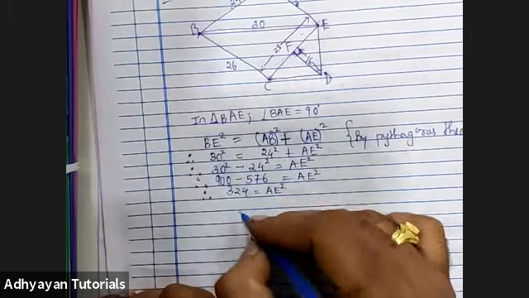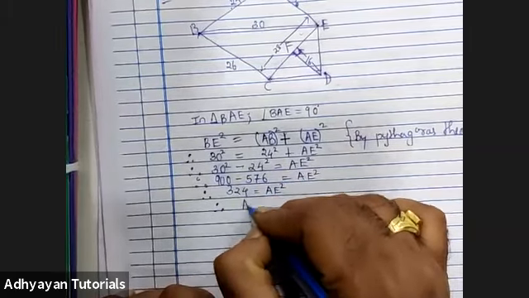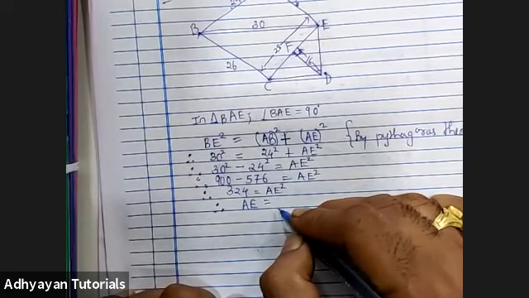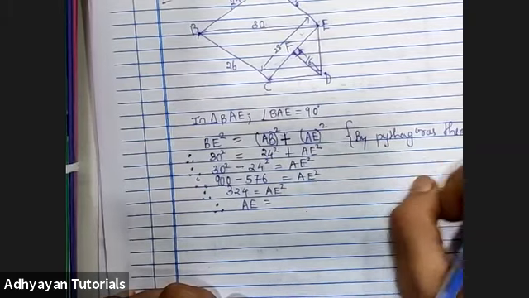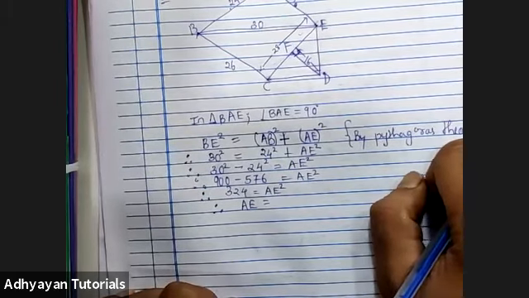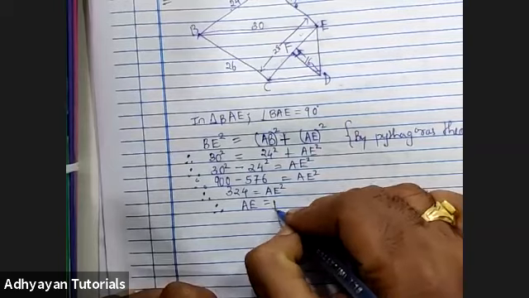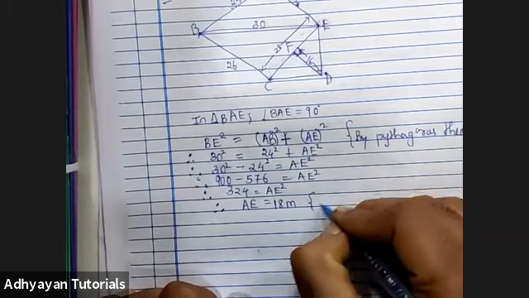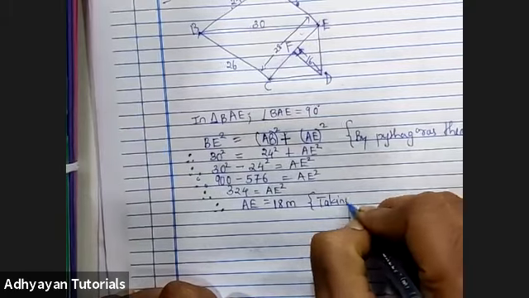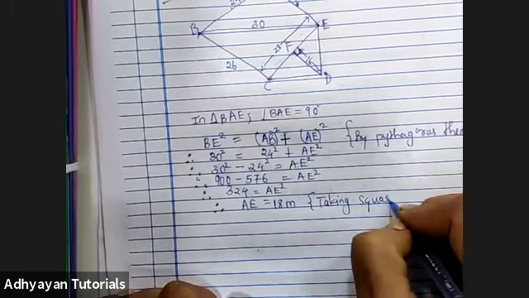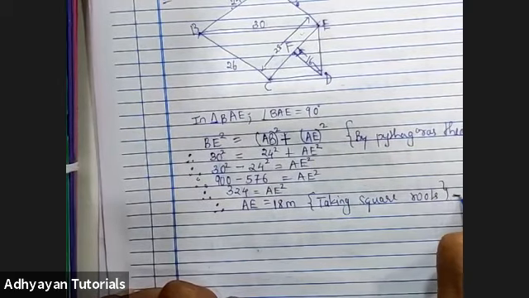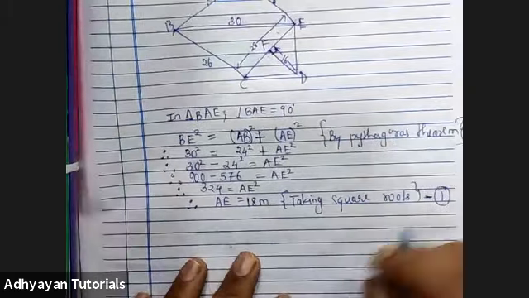Taking square root on both the sides. We all know 324 is nothing but, नहीं 36 नहीं है बेटा, 18 है, 18 आएगा, right? 18 meters. Taking square roots, and that be our equation 1, right?